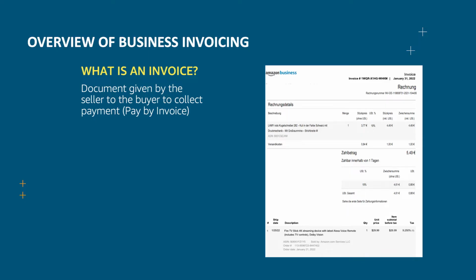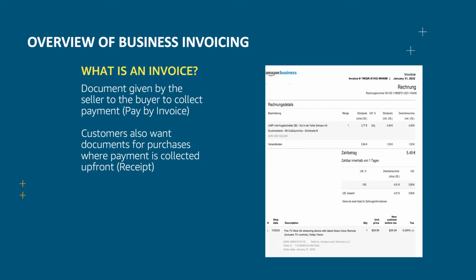Let me first introduce what an invoice is and how businesses use it. An invoice is traditionally a document given by the seller to the buyer in order to collect payment. This is called paying by invoice and is similar to how we pay for our phone or utility bill.